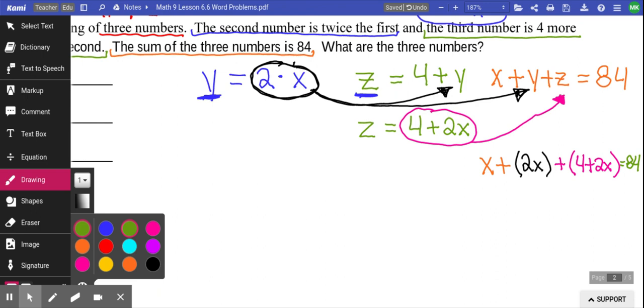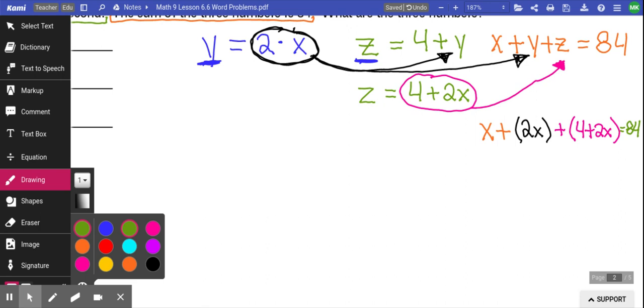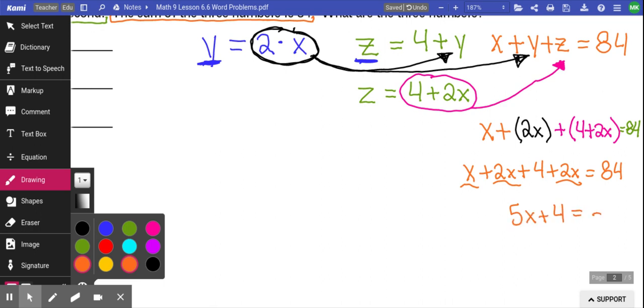That means I can start to solve that far right equation. First thing I have to do is get rid of the brackets. There's invisible ones in front of those brackets, so I can just multiply those things in. It's basically going to stay the same. So it's going to be X plus 2X plus 4 plus 2X. Nothing changed, the brackets just went away. Then I can collect like terms. I have a whole bunch of X's, so that's 5X plus 4 equals 84.